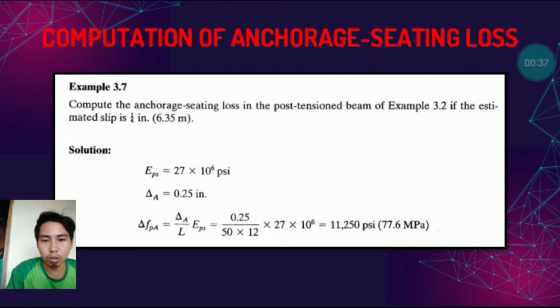Our prestress loss due to anchorage setting loss will be then, so delta F sub PE equals delta over L times E sub PS equals 0.25 over (50 times 12) times (27 times 10 raised to positive 6) equals 11,250 psi. Our length of 50 feet must be multiplied by 12 to have the unit consistency.